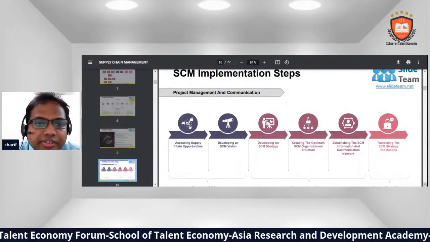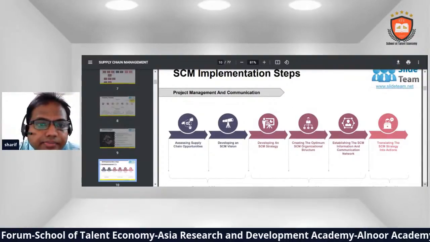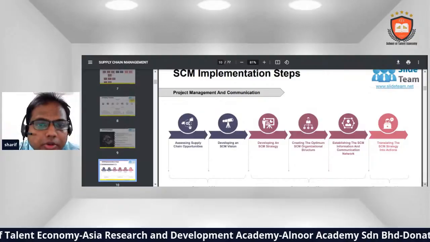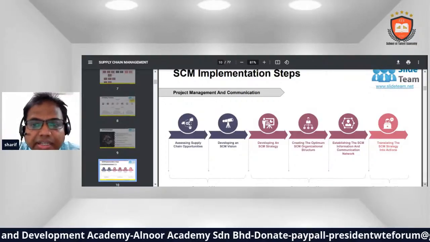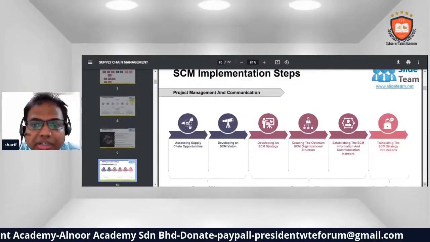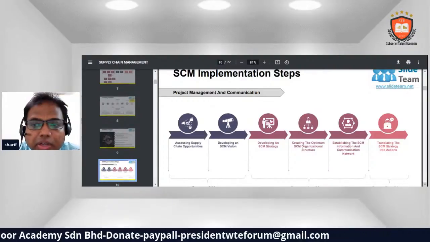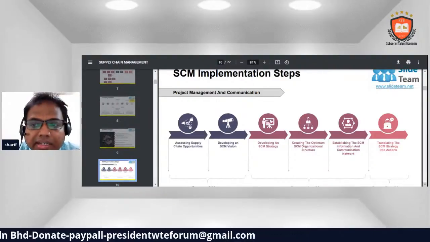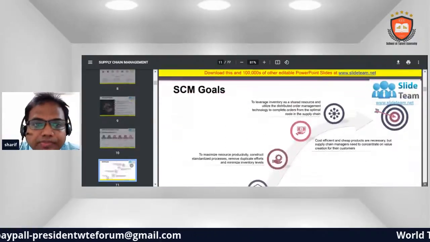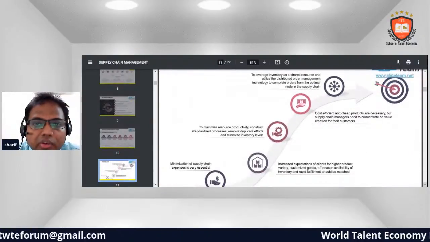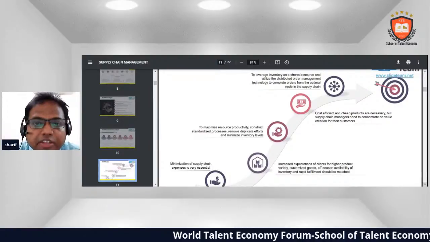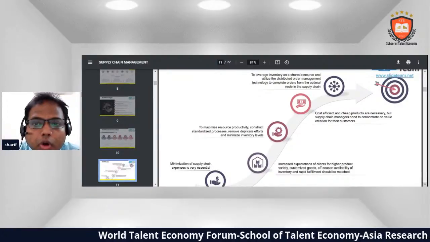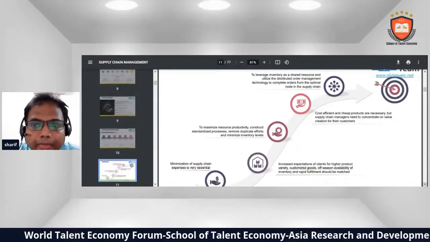SCM implementation steps: assessing supply chain operation, developing an SCM vision, developing an SCM strategy, creating the optimized SCM operational structure, establishing the SCM information and communication network, translating the SCM strategy into action. SCM leverages inventory as a shared resource and utility, and distribution and order management technology to complete orders from the optimization node in supply chains.